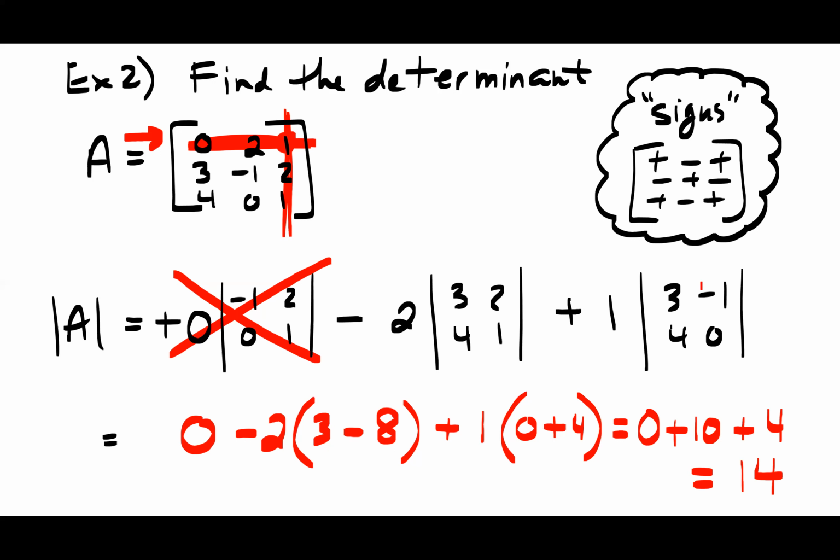Are you talking about right here? Yes. Oh, gotcha. So this is 3 times 0 is 0, right? But it's 3 times 0 minus, never mind, I get it. Gotcha, okay. Cool. 14 is good.